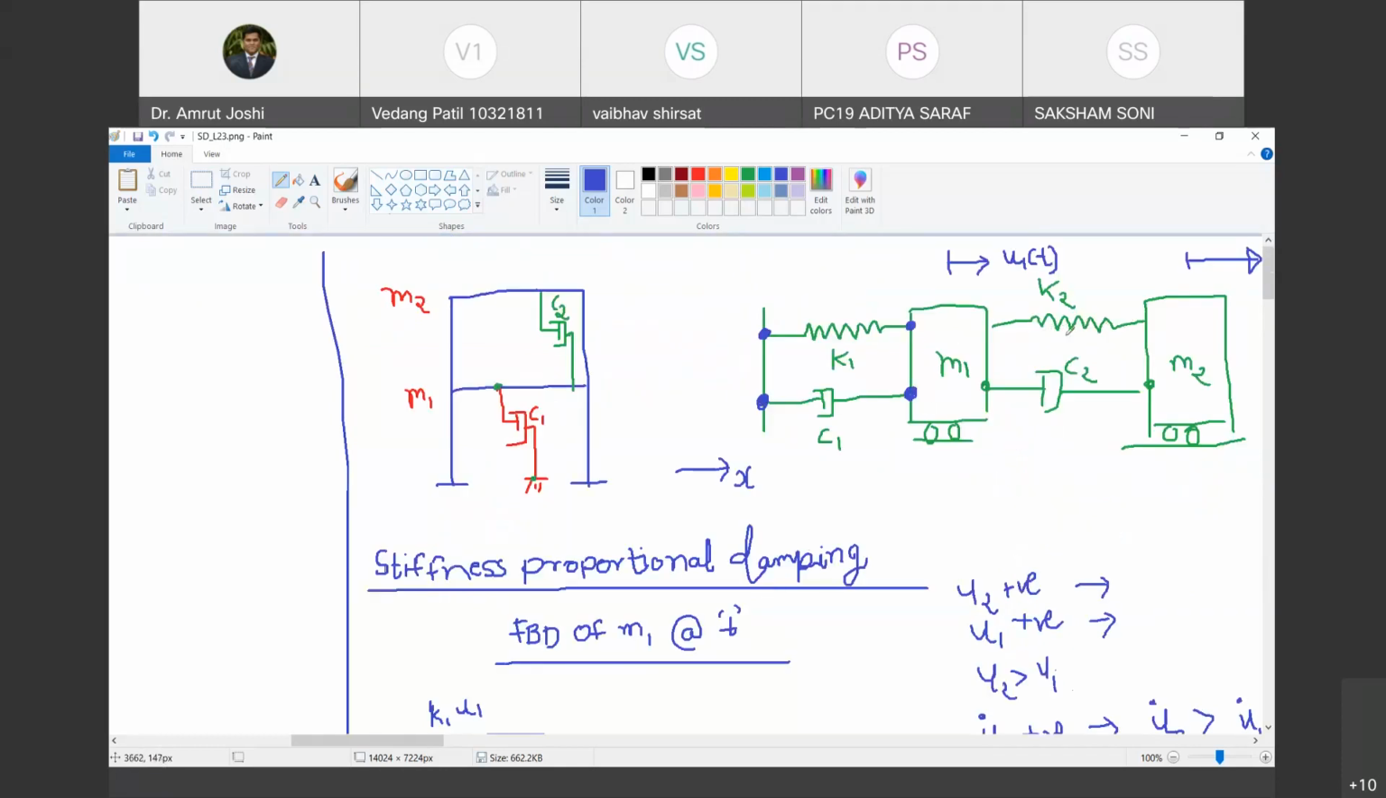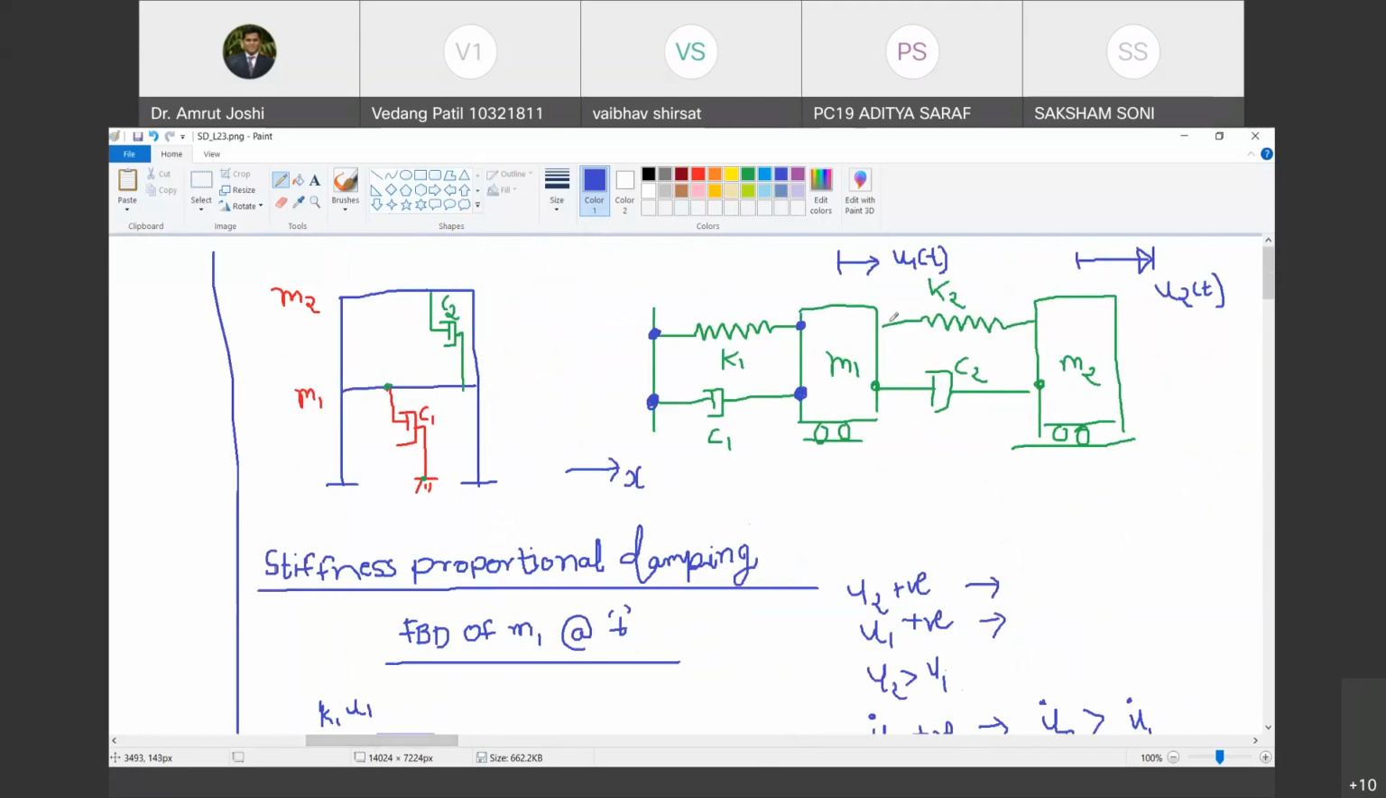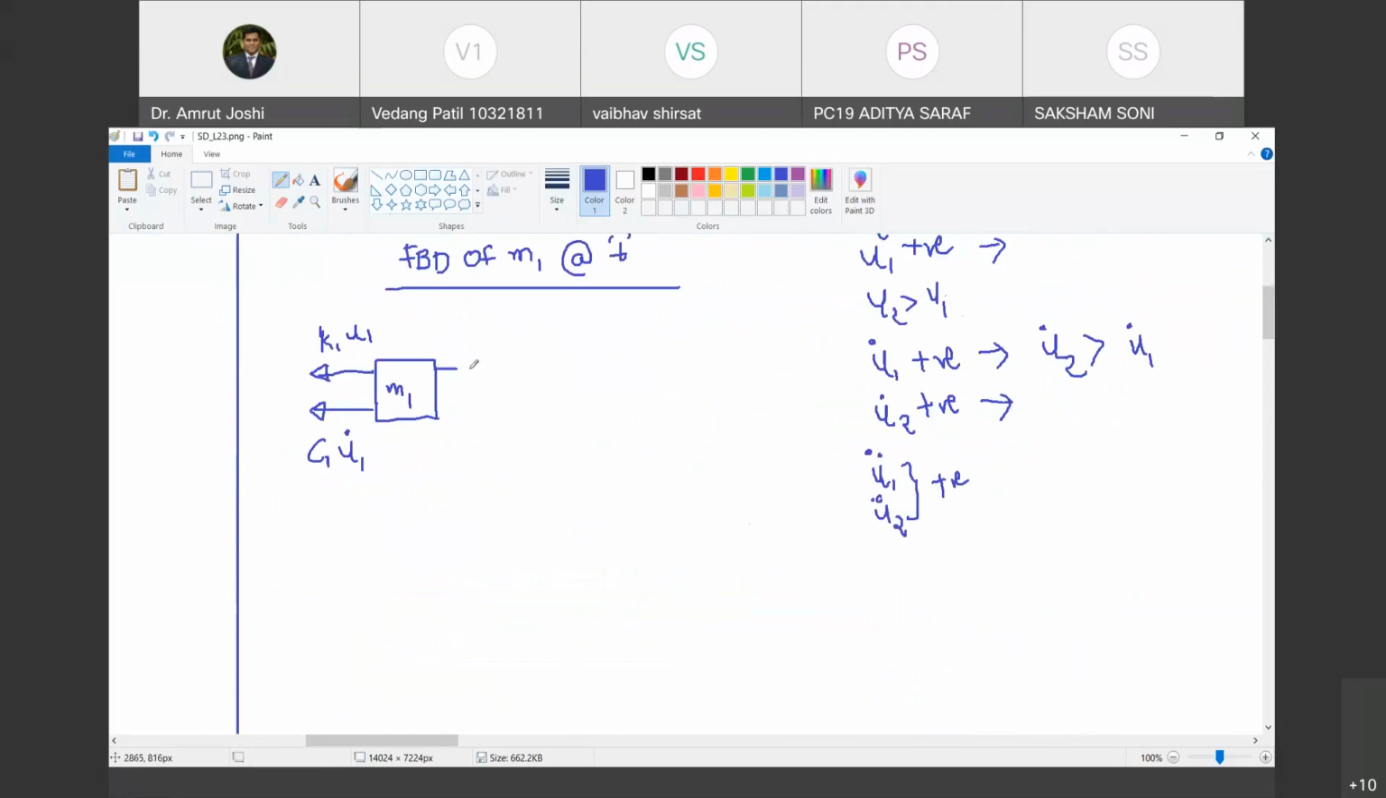Now if you look at the spring K2, mass M2 has moved by amount U2 of T and mass M1 has moved by amount U1 of T. Therefore the net stretch in the spring is U2 of T minus U1 of T. The force in the spring will be equal to K2 into U2 of T minus U1 of T. As U2 of T is greater than U1 of T, the spring is in tension and therefore that force must be towards right. So that force I am going to write as K2 into bracket U2 of T minus U1 of T.